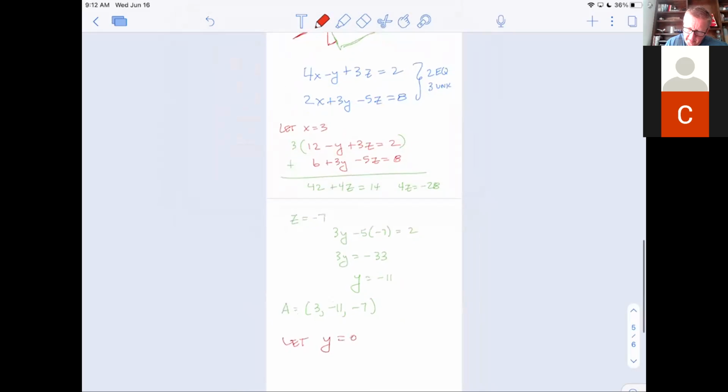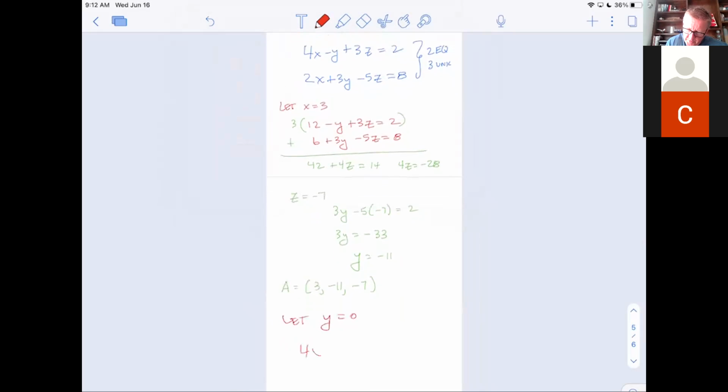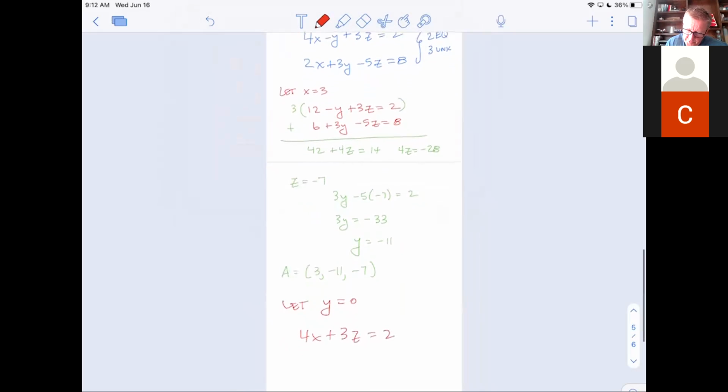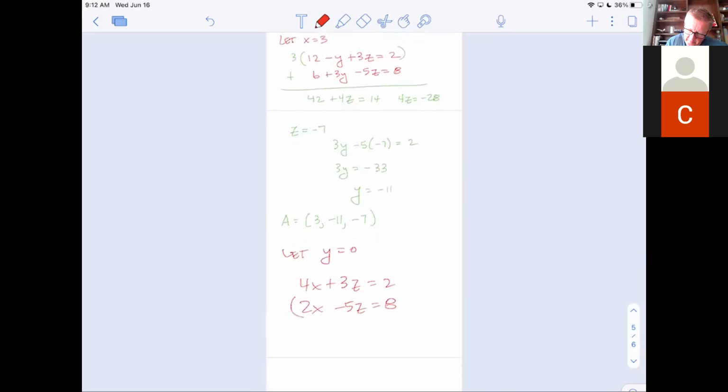Let's set y equals 0. Okay, if y is 0, then I'd have 4x plus 3z equals 2. And I'd have 2x minus 5z equals 8. And I'm lazy, so the easiest is if I just multiply this one by -2 and add them, then the 4x and -4x would be gone. And then I'd have 3z and 10z, which would be 13z. And I'd have 2 and -16, which would be -14. Looks like our luck just ran out.